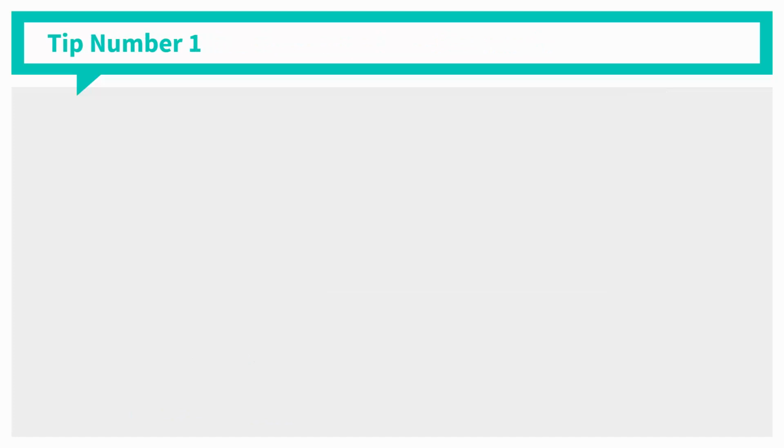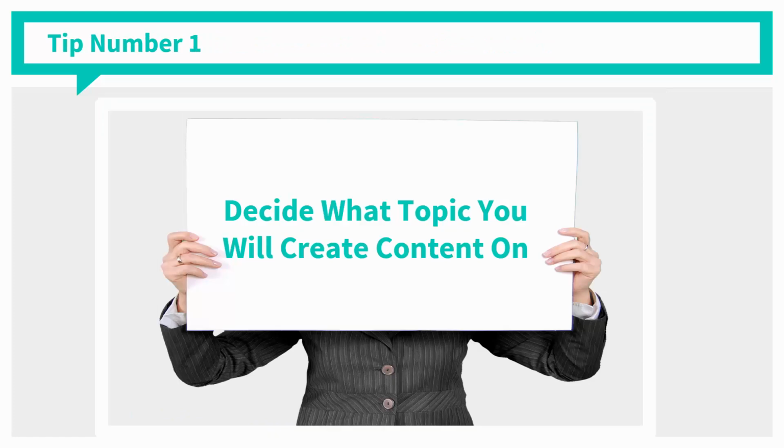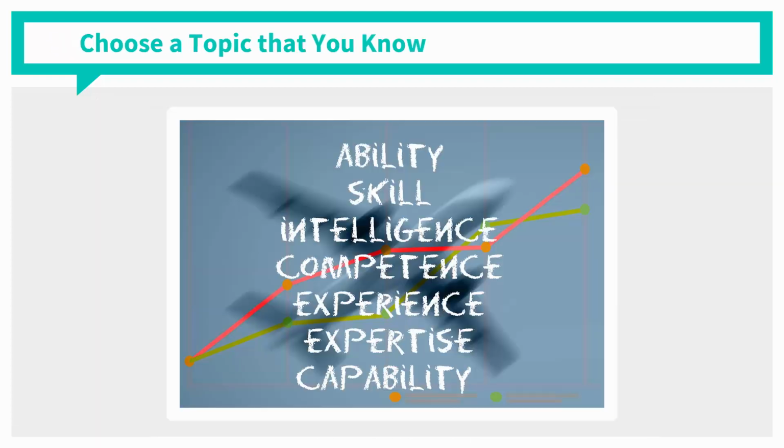Tip number 1. Decide what topic you will create content on. The hardest part of creating content is starting on the first step. There are huge options of topics to choose from. Choose the topic or niche that you know, your skill, your experience, or your professional work. Start with something that you know.